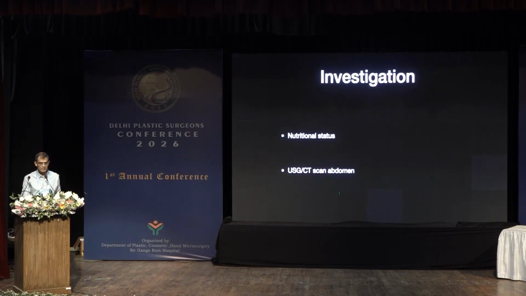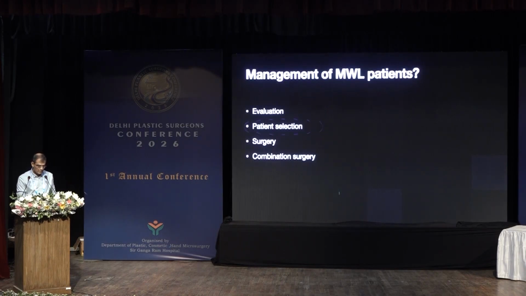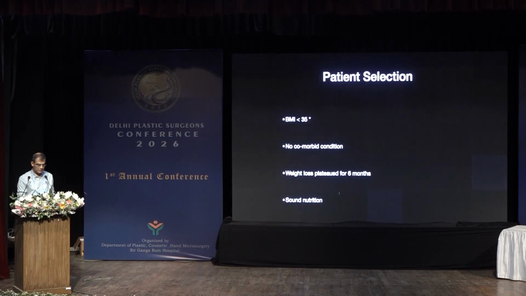Investigation, basically we assess the nutritional status and we scan the abdomen to rule out any hernias. Now moving on to patient selection. BMI should be less than 35, no comorbid condition. Weight loss should have plateaued for 6 months, and of course patient should be in sound nutrition.